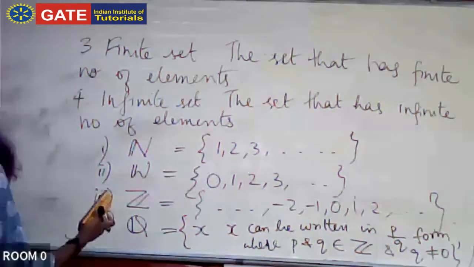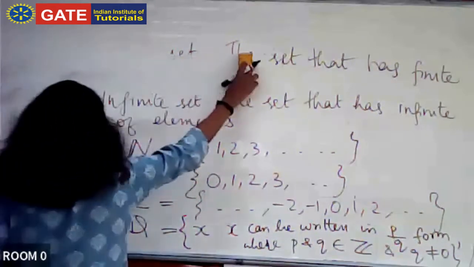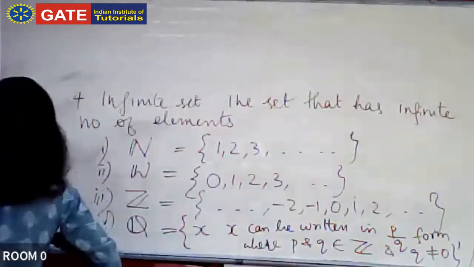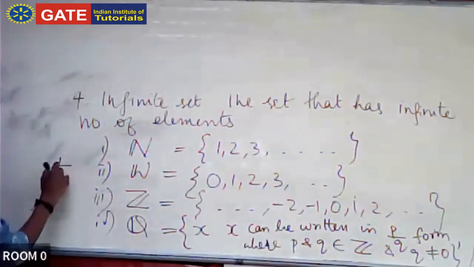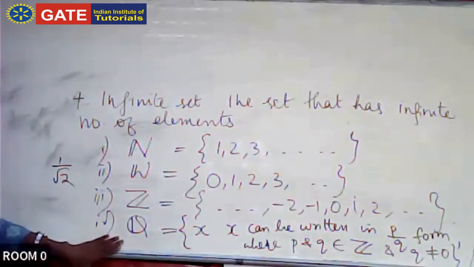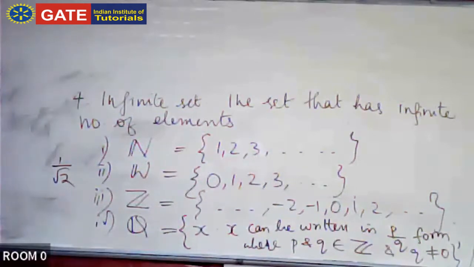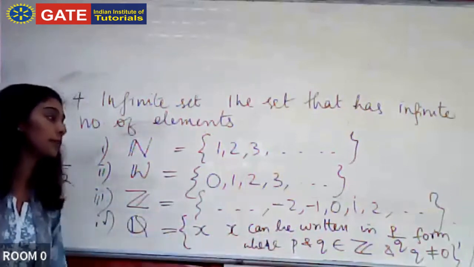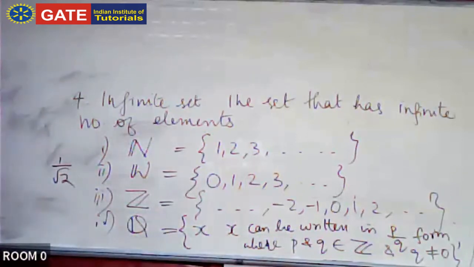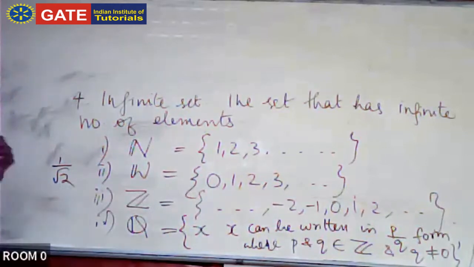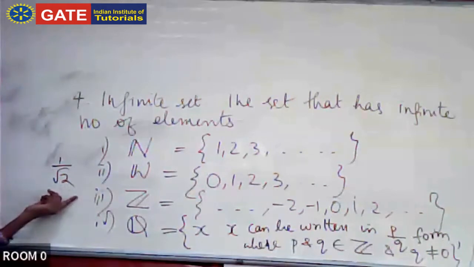Now what is the next one after the set of rational numbers? What happens if some element does not belong to the set? Like let's say 1 by root 2 or root 2. Is it a rational number? You just need to check whether it satisfies the condition given. It can be written in p by q form, yes, but p and q should come from integers. So p is 1 and q is root 2. Is it an integer? No. So that doesn't belong to Q.